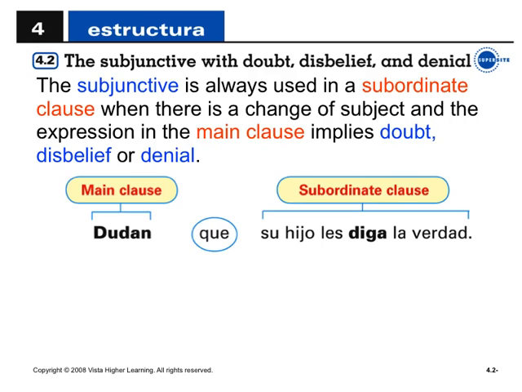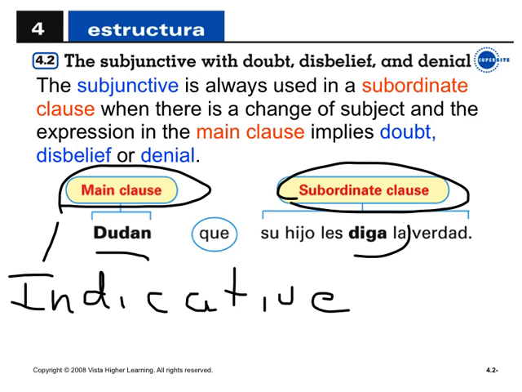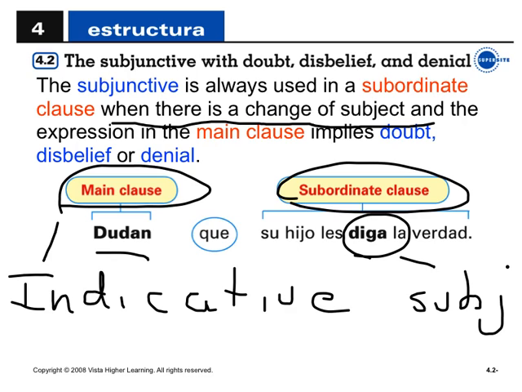So it follows the same idea that we've used in the other noun clauses, where we have the main clause and the subordinate clause. Remember, the main clause always will have the indicative. So we have the verb dudan, that's in the indicative. And then here is your subjunctive right here, and I'll just abbreviate that. But remember, the subjunctive is always in the subordinate clause. And whenever the subordinate clause uses an expression of doubt, disbelief, or denial, the subjunctive will be used. Remember that there must be a change in subject for that to occur.